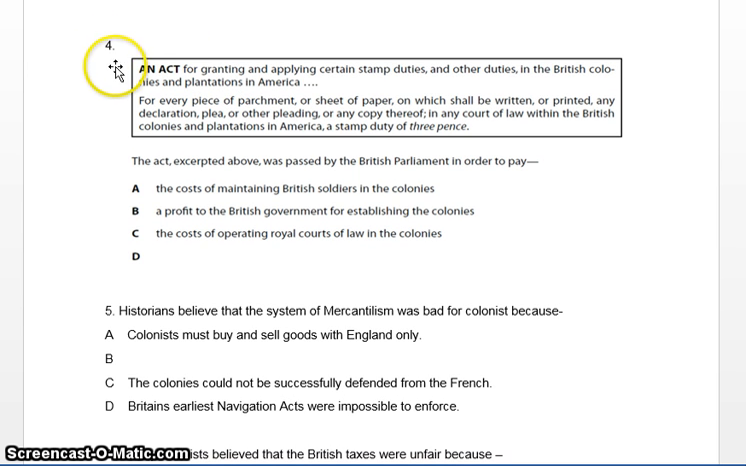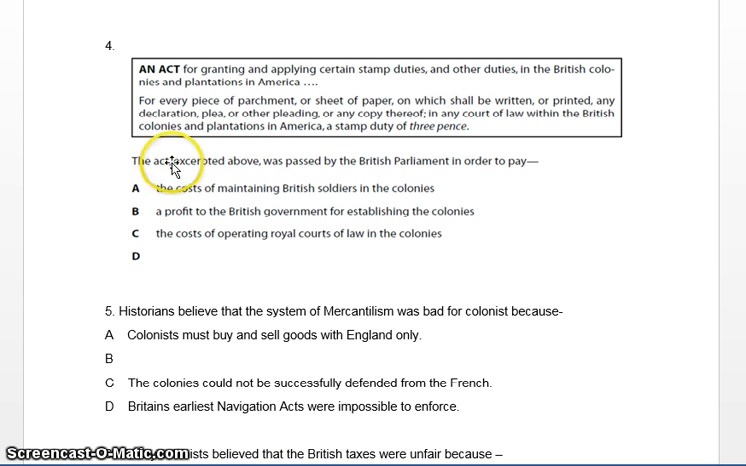Number 4. An act for granting and applying certain stamp duties and other duties in the British colonies and plantations in America. For every piece of parchment or sheet of paper on which shall be written or printed any declaration, plea, or other pleading, or any copy thereof, in any court of law within the British colonies and plantations in America, a stamp duty of 3 pence. So that means a stamp tax of about $3.